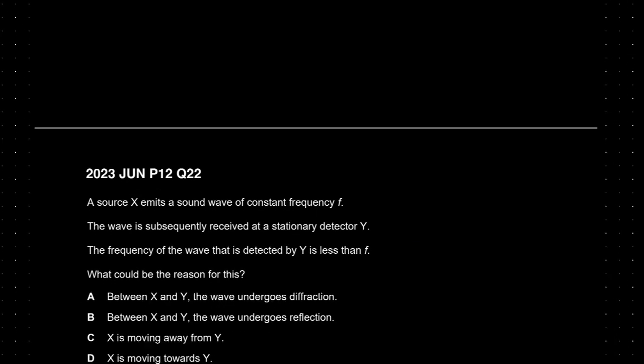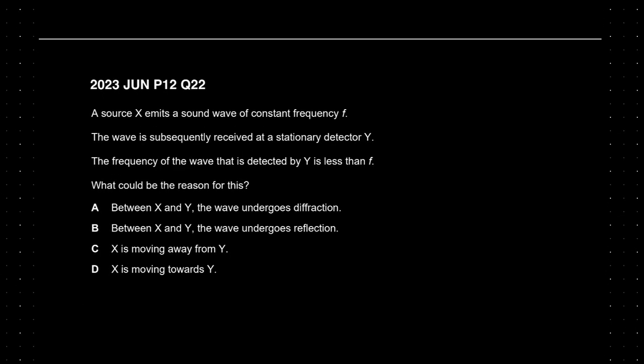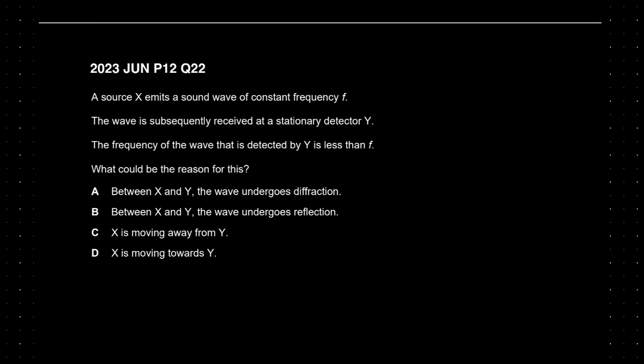This was slightly a question that you had to think about a bit. Source emits a sound wave of constant frequency f. Wave is subsequently received by a stationary detector y. Frequency of the wave detected by y is less than what was emitted f. What is the reason for this?